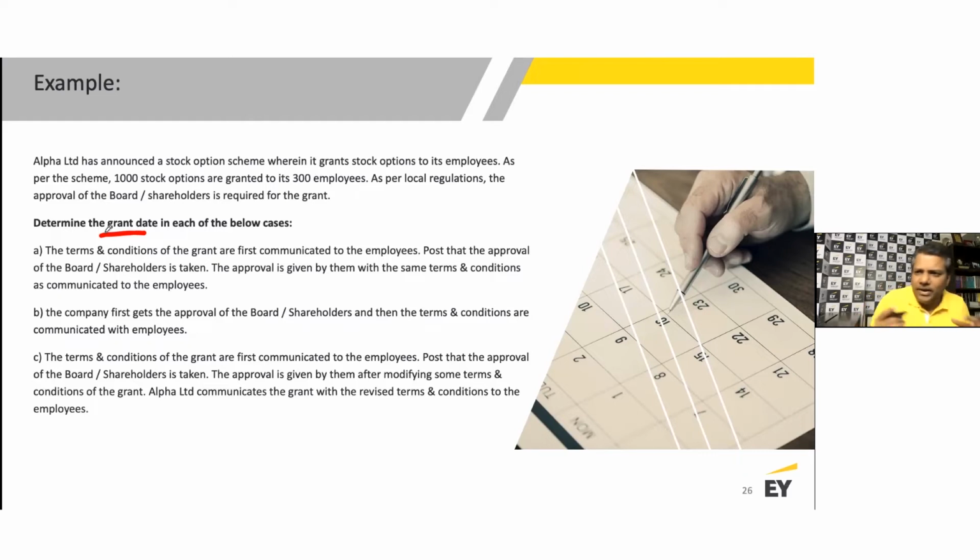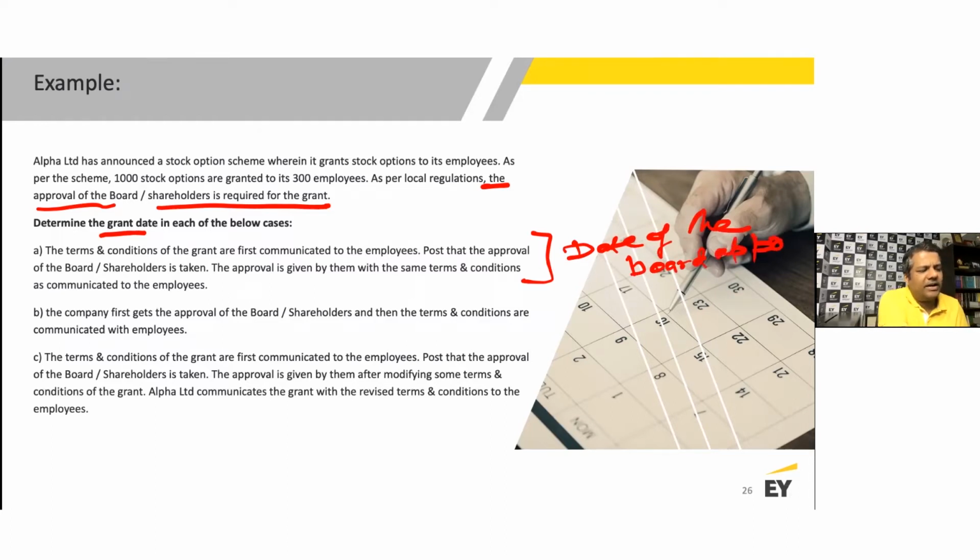Now, the regulatory requirement is that the approval of the board and shareholder is required for the grant. So essentially the answer is the date on which you have all approvals in place in relation to the terms and conditions of the grant between the employer and the employee. So in the first case, it is the date of the board approval. Even though the board approved without any change, it doesn't matter, because the board could have changed things; you don't know. So if the board has approved without change, good luck, but the date of the board approval is the grant date.